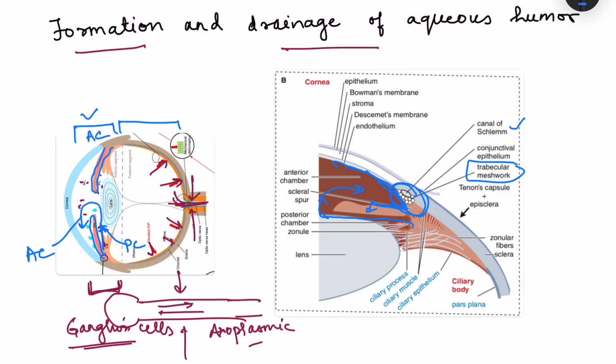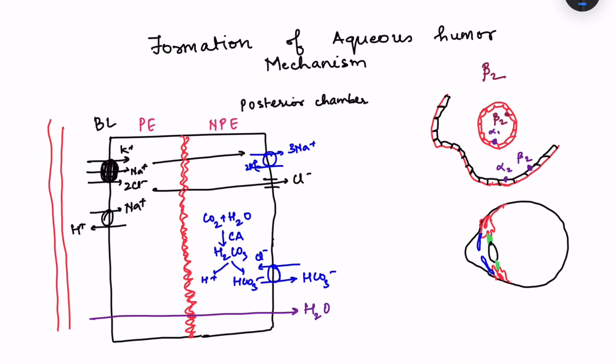So let us see a little bit in detail how this aqueous humor is formed and how it is drained, and that will help us in understanding the mechanism of action of various drugs. So first is formation of aqueous humor. Aqueous humor is formed by the ciliary body, and this ciliary body has a non-pigmented epithelium. So this side is the posterior chamber. In this diagram we are talking about, this is the non-pigmented epithelium, and here it is the posterior chamber.